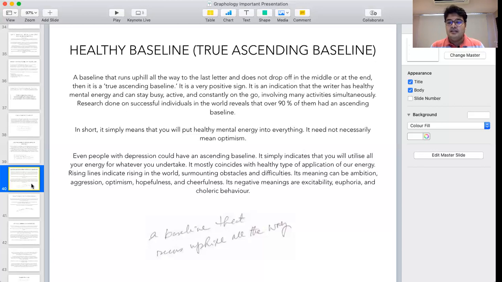And as it is mentioned over here, people who have depression can also have an ascending baseline. Basically, they are not letting themselves slip into that particular phase or that particular feeling of depression. They are applying that energy to come out of it. They are getting over obstacles and becoming successful and rising in the world. So as it very clearly says, you can be very ambitious, aggression can be a little higher, optimism, hopefulness, cheerfulness. But its negative meaning says excitability, euphoria, choleric behavior.